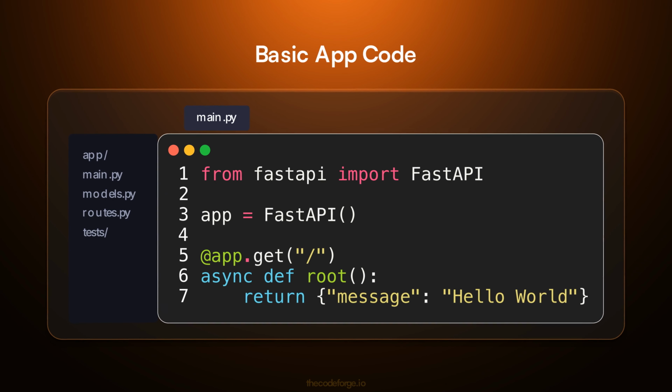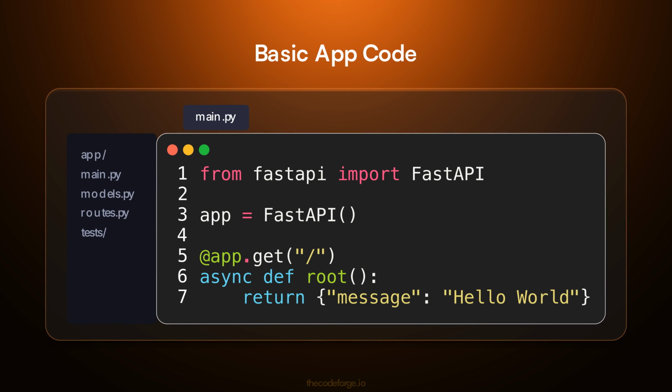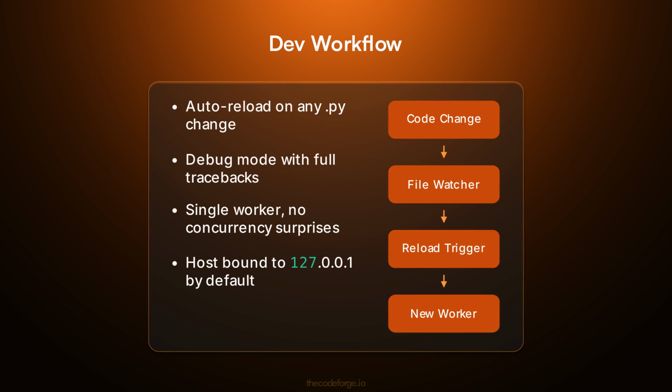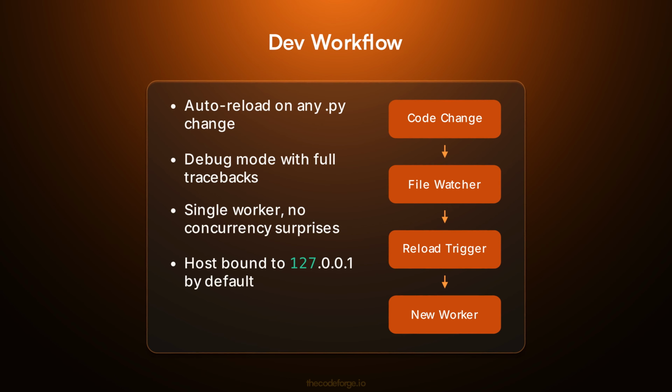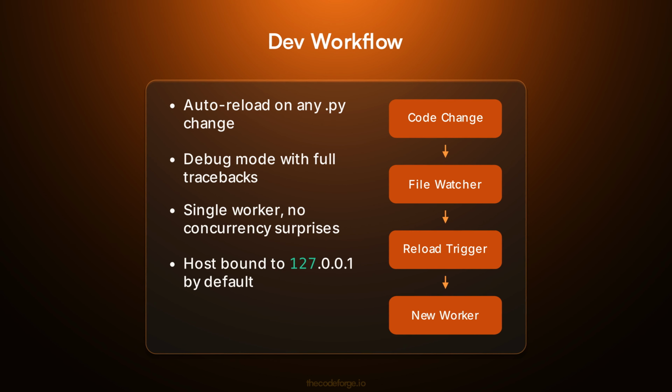Here's a minimal FastAPI app. Define your app instance and a root endpoint. Save this as main.py. The dev command gives you auto-reload on any .py file change, debug mode with full tracebacks and responses, and a single worker. The host is bound to 127.0.0.1 by default for safety.